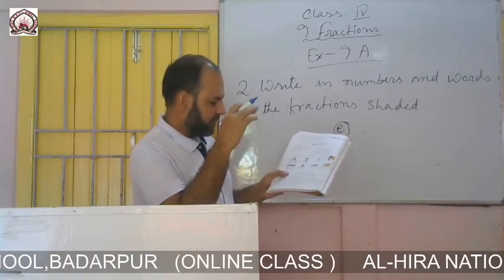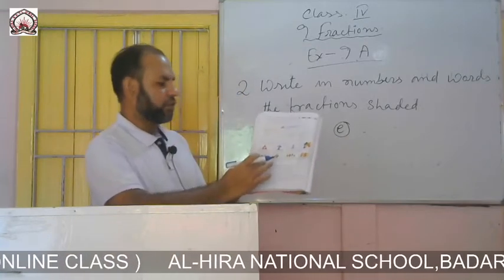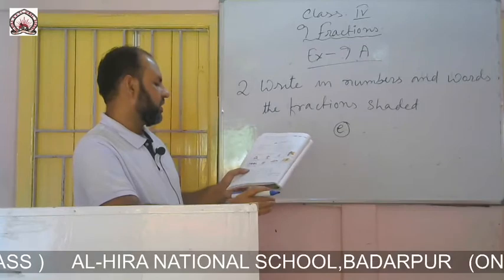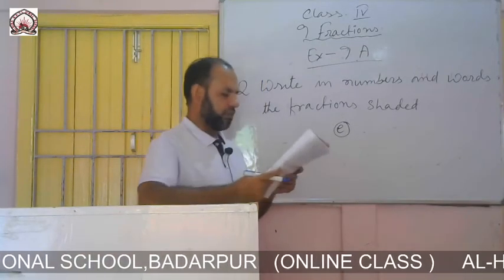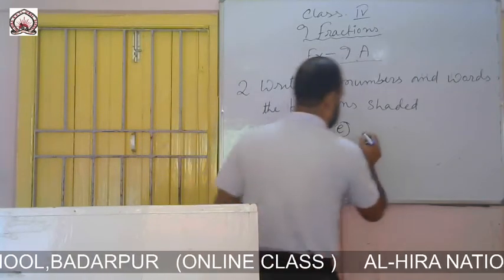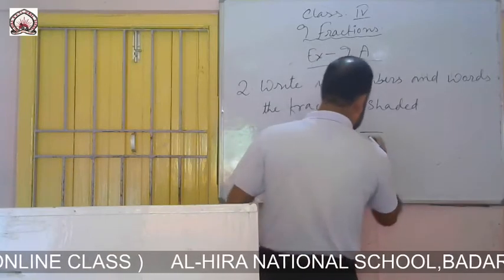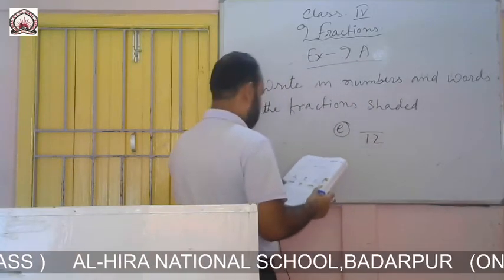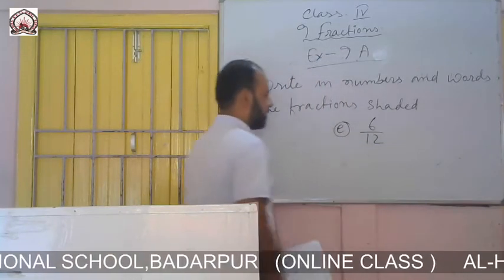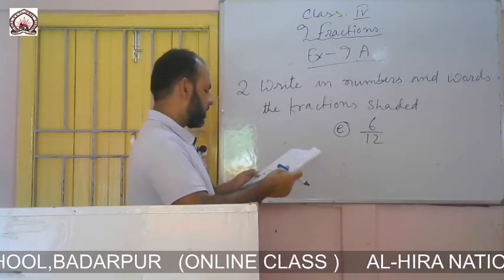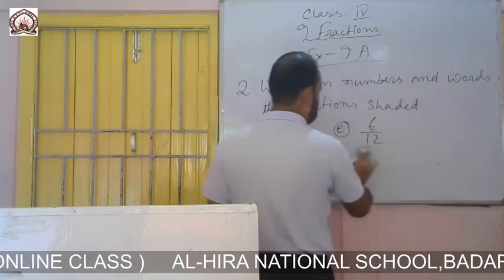12 triangles are there. Out of 12, how many are shaded? It is 1, 2, 3, 4, 5, 6. 6 are shaded, colored. So here the total number of parts is 12, and 6 out of 12, 6 parts are colored. So the fraction is 6 by 12.